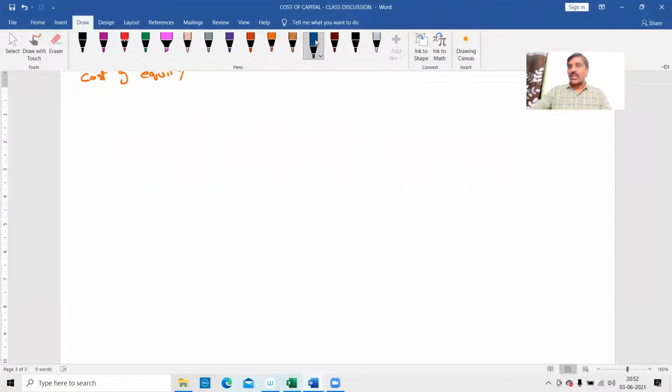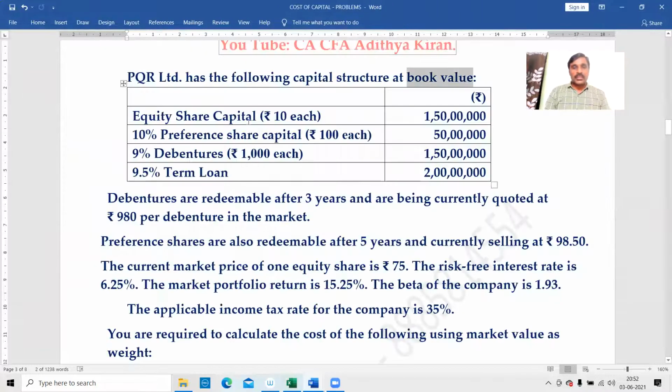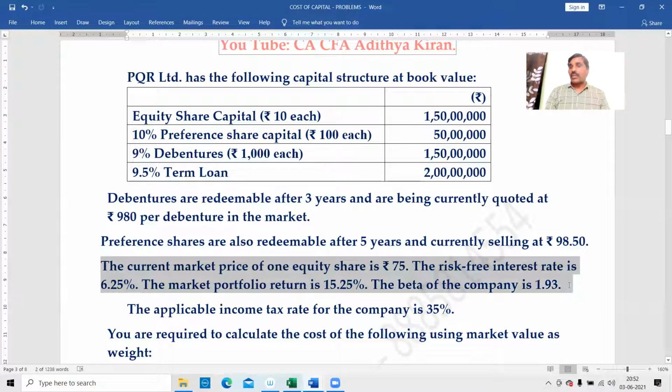They have given the information. We can substitute that information. The current market price of one equity share is rupees 75. The risk-free interest rate is 6.25. The market portfolio return is 15.25. The beta of the company is 1.93.